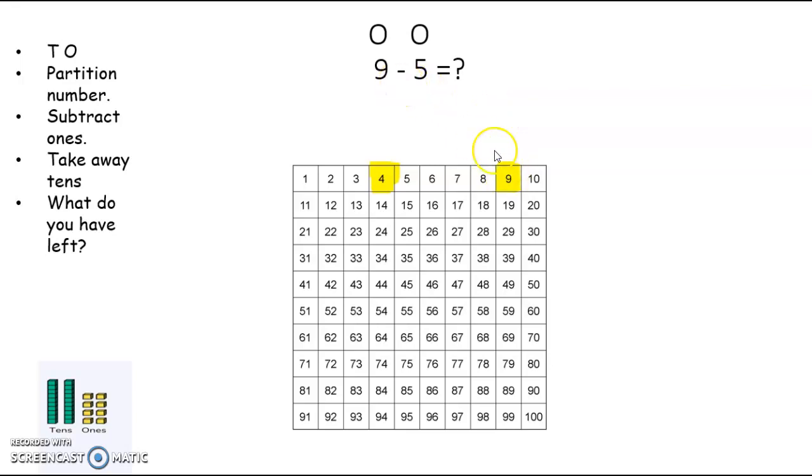So we have 9 take away 5 here, and we have our 100 square. So we've looked at the 9, we know it's got 9 ones, which is here. So we're subtracting the 1s. Now we're not just taking away the 10s because there aren't any. So we're just doing little jumps of 1. So doing 5 jumps, aren't we? So 1, 2, 3, 4, 5. 9 take away 5 equals 4.